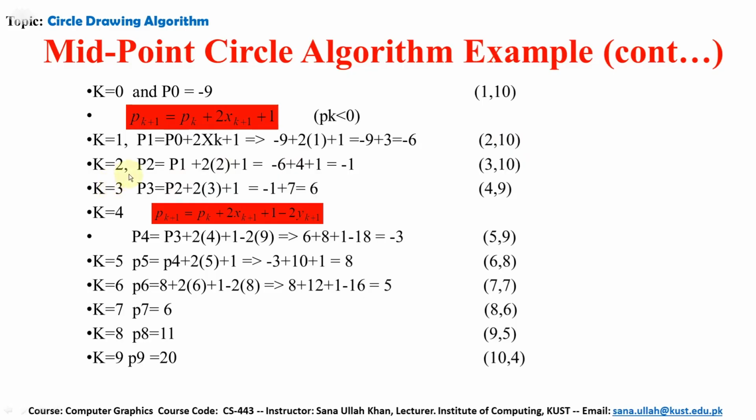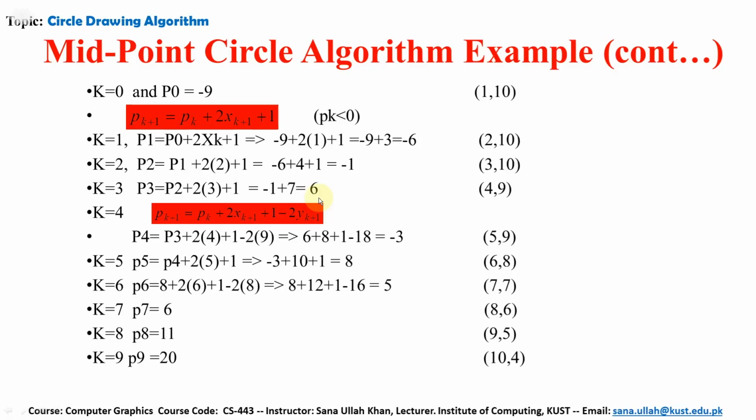So after that, pk plus 1 again. So p2 is the previous value p1 plus 2 into 2 plus 1, and again it becomes minus 1, less than 0. x will be increased with a unit interval and y will remain the same. So for the third condition, now it is 6, which is not less than 0, which is greater than 0. So the condition also changes.